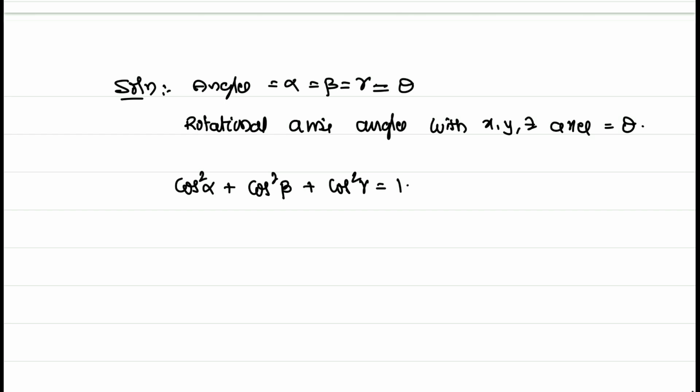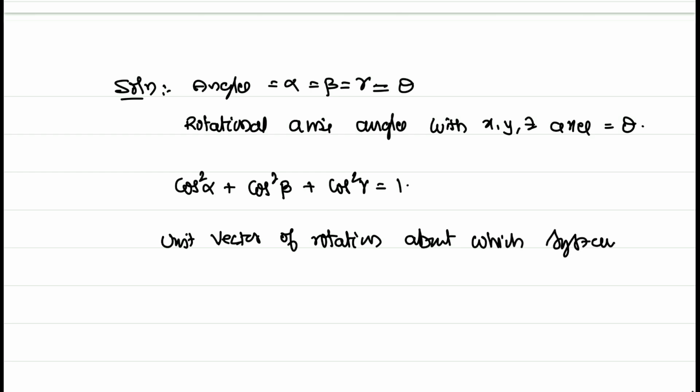The unit vector of rotation, about which the system is rotating, is one by root 3 into i plus j plus k. This is the unit vector.